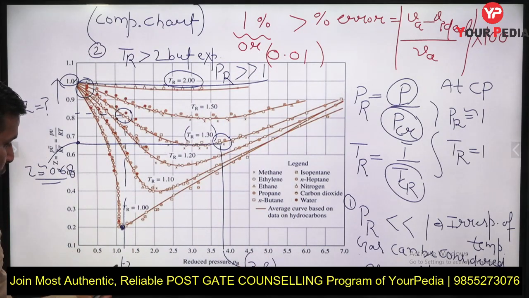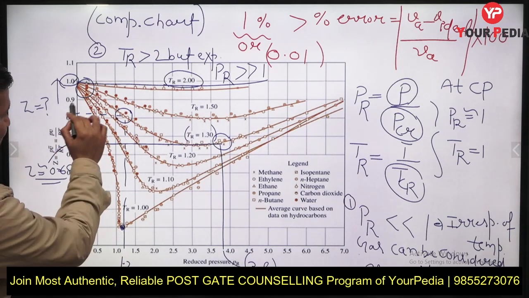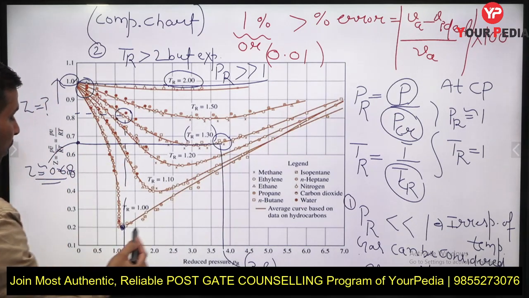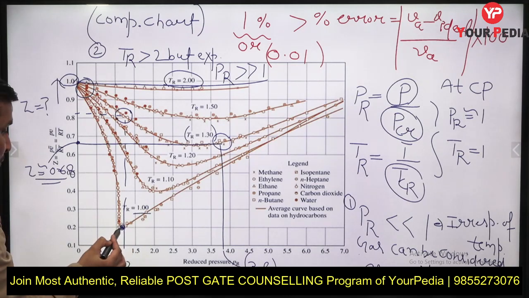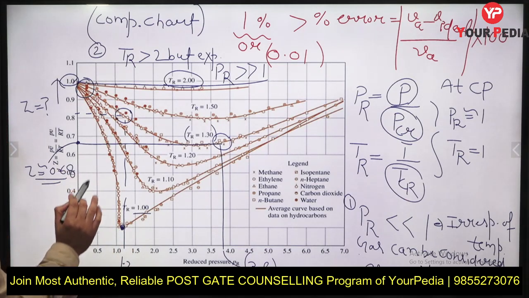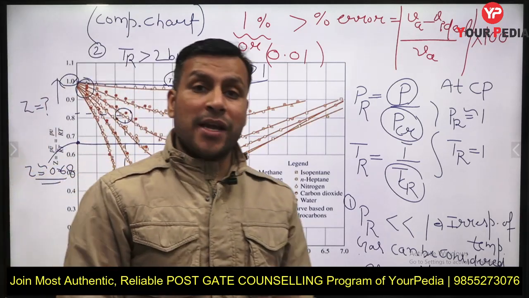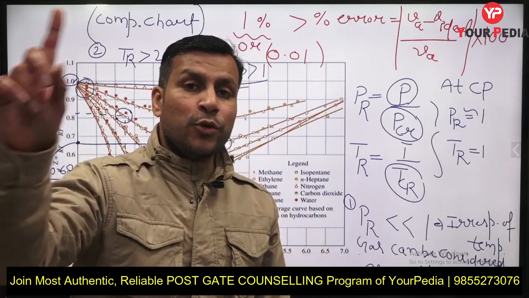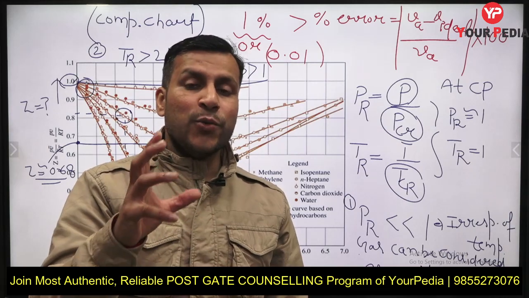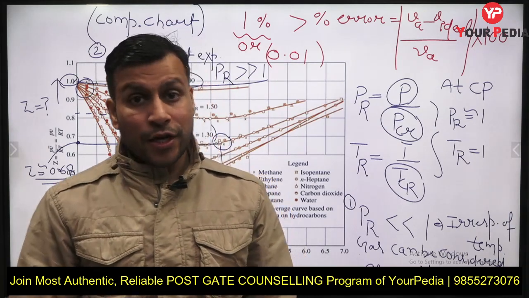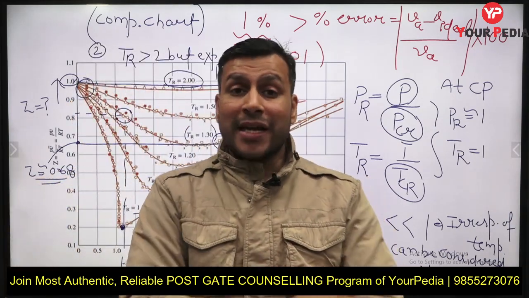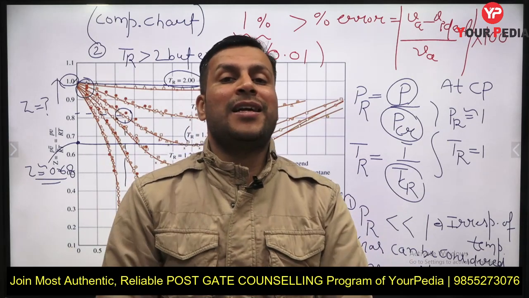Reduced pressure close to 1, reduced temperature close to 1, because this is the line which belongs to reduced temperature 1. And at this particular point, guys, the Z is very low. So the behavior of the gas will be far away from the ideal gas behavior. If the reduced pressure equals 1 and reduced temperature equals 1, means you are very close to the critical condition. So close to the critical condition, the gases are not going to behave as an ideal gas.